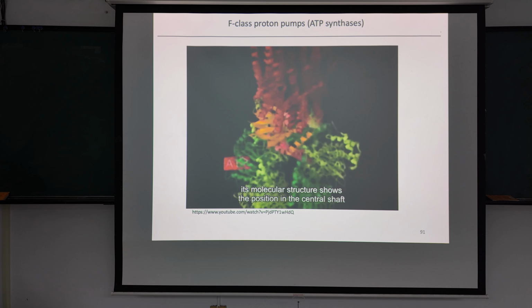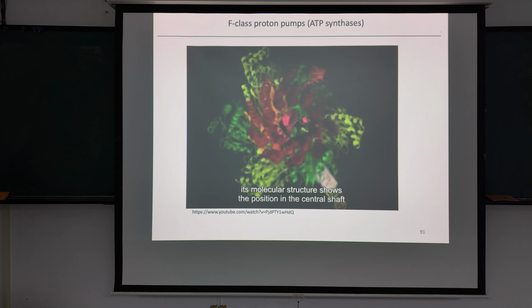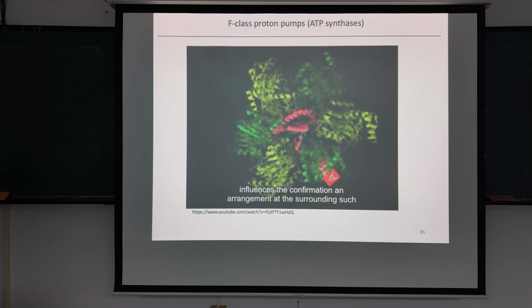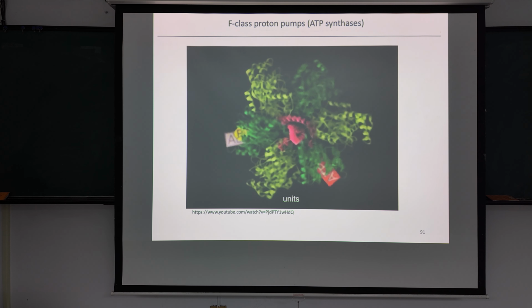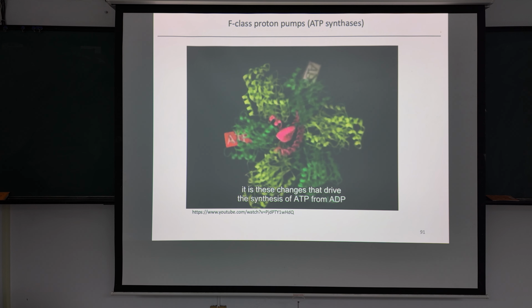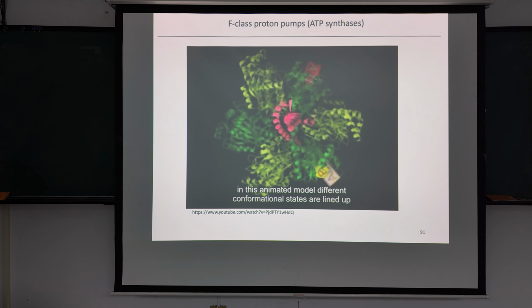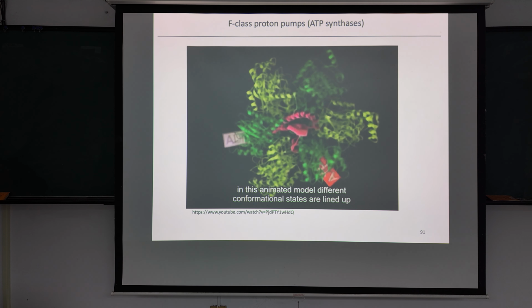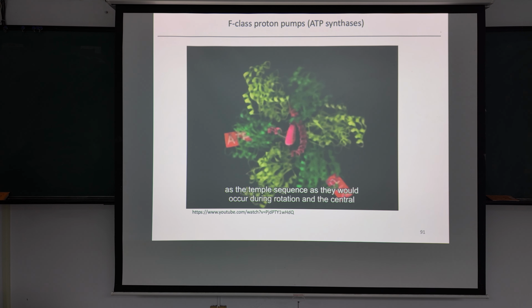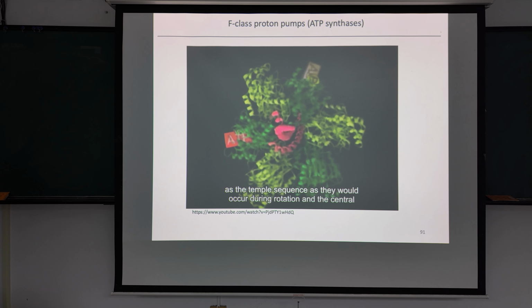Its molecular structure shows that the position of the central shaft influences the conformation and arrangement of the surrounding subunits. It is these changes that drive the synthesis of ATP from ADP. In this animated model, different conformational states are lined up as a temporal sequence as they would occur during rotation of the central shaft.